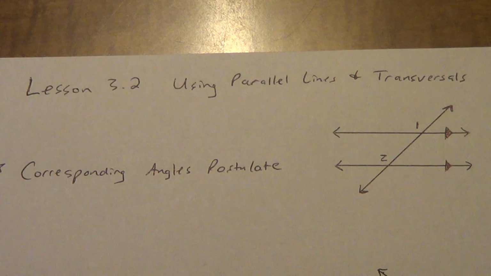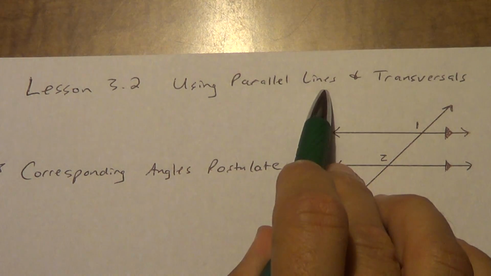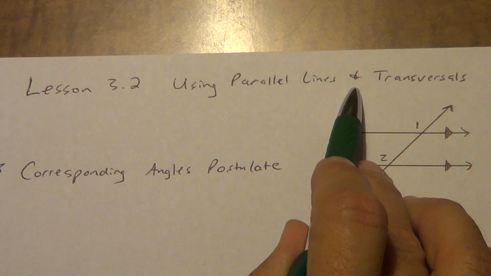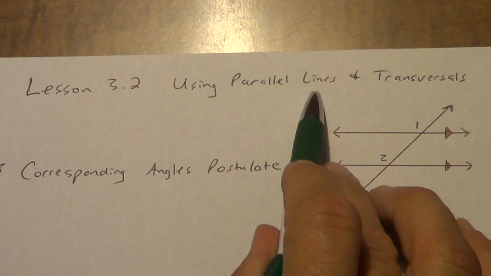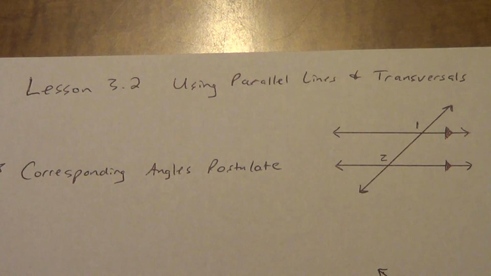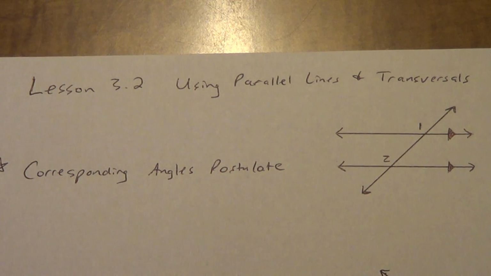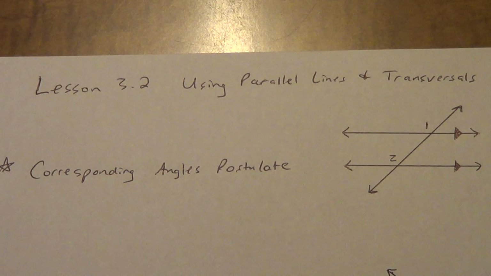We are on lesson 3.2 today, and this lesson is called Using Parallel Lines and, that's an and sign, so using parallel lines and transversals. So what we're going to do today is we're going to discuss one postulate and three theorems. We're going to actually prove that the theorems are true, and then we're going to do a little bit of algebra with them, and then we're going to be done.